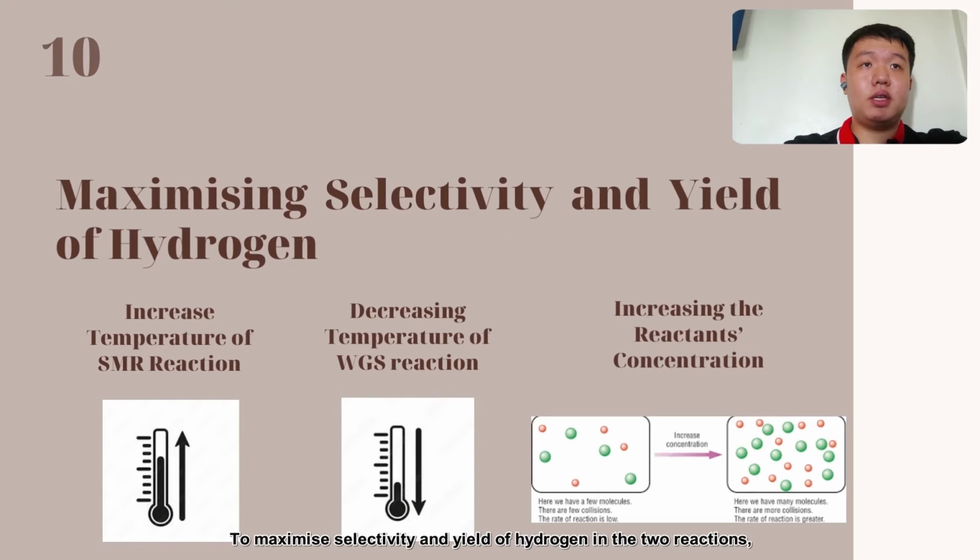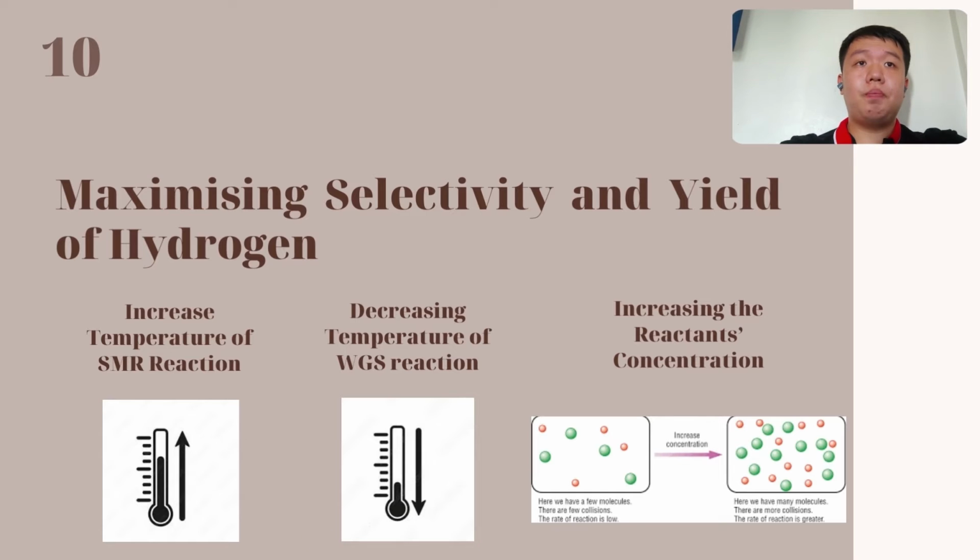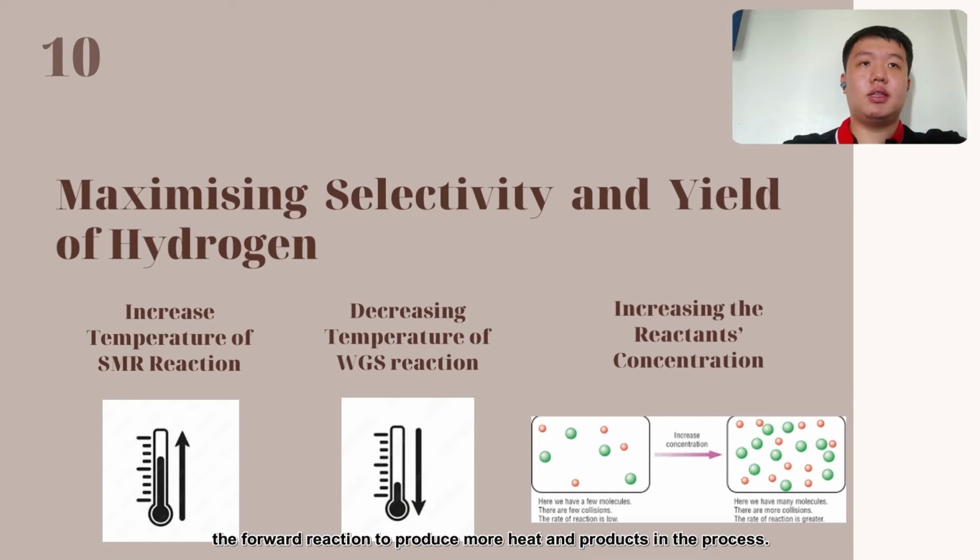To maximize selectivity and yield of hydrogen in the two reactions, Le Chatelier's principle will be applied. First, we increase the temperature for the SMR reaction as it is endothermic. This would shift the equilibrium to favor the forward reaction to remove the excess heat. The reverse is applicable for water gas shift reaction, where we decrease the temperature as it is an exothermic reaction. This would shift the equilibrium to favor the forward reaction to produce more heat and products in the process.